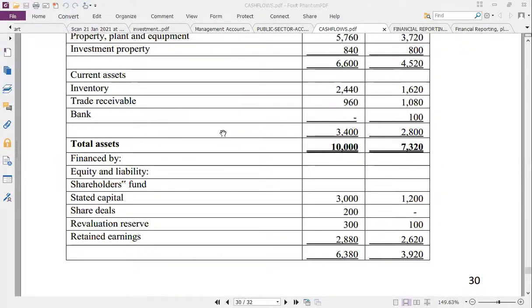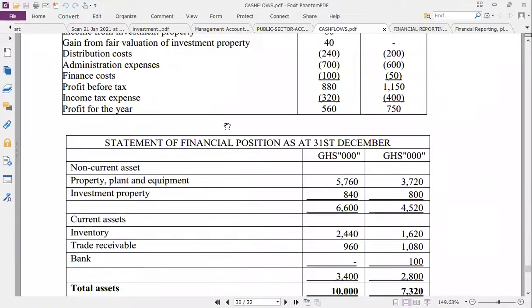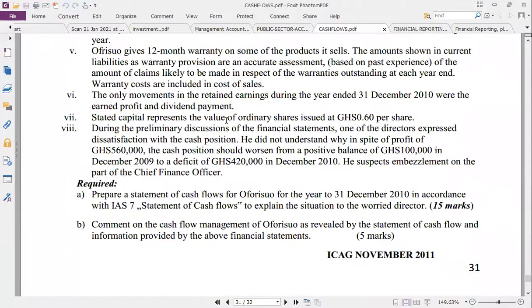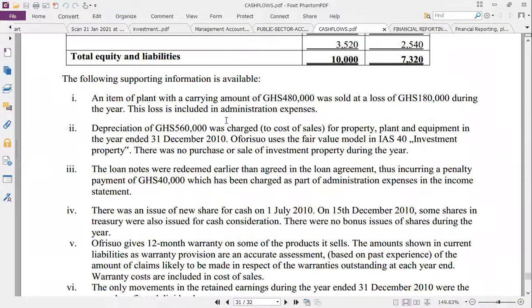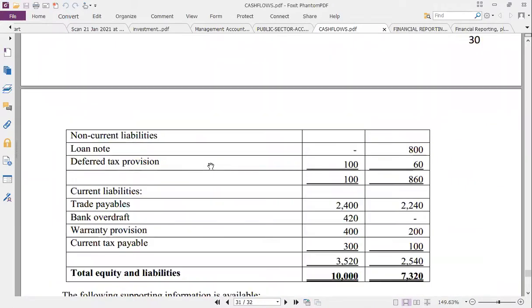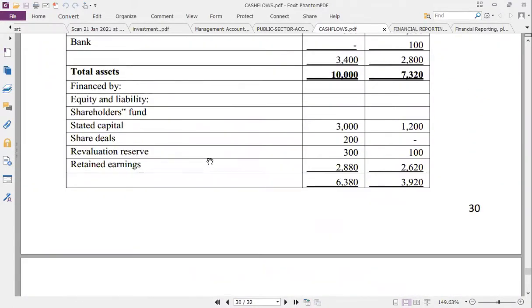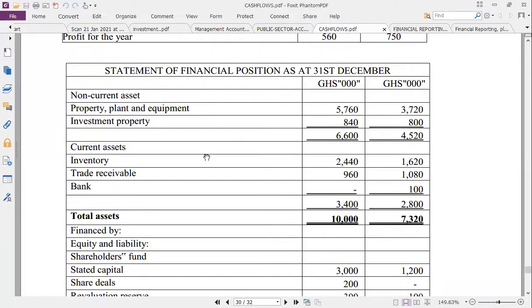The rest, let's do the hard part. We call it acquisition of PPE. Let's go. Acquisition of what? PPE. No examiner will tell you to calculate it, but you have to do it. There's nothing in the question, nothing in the footnote that suggests that there was a purchase of PPE, but you have to calculate it by yourself. It is an inherent risk or trick that comes with it.